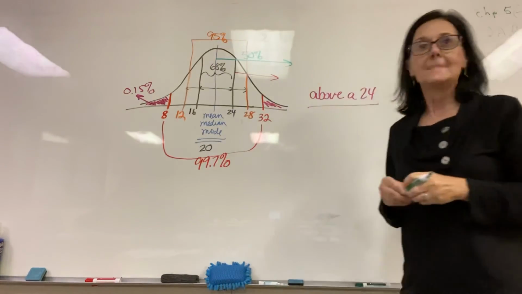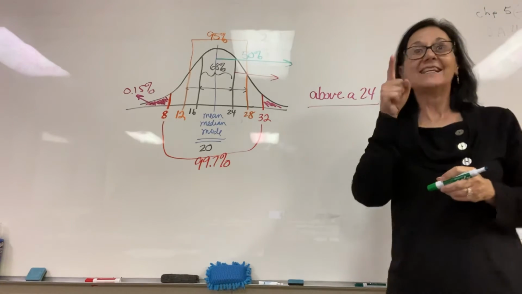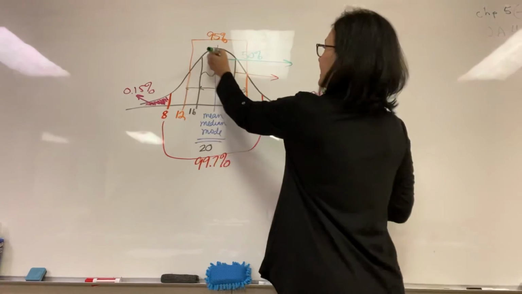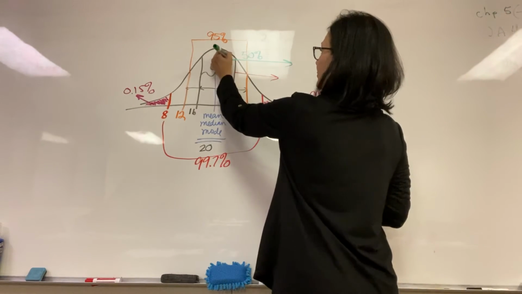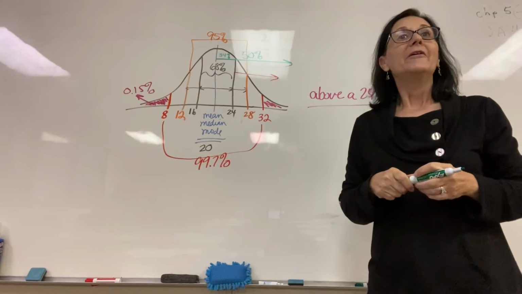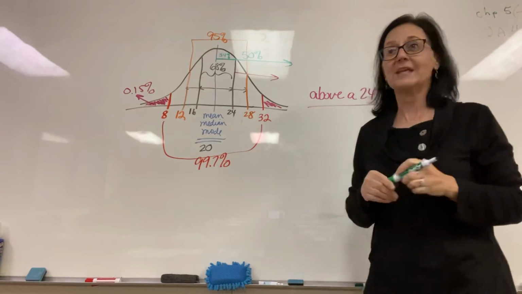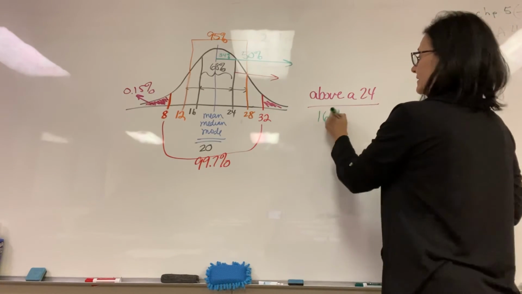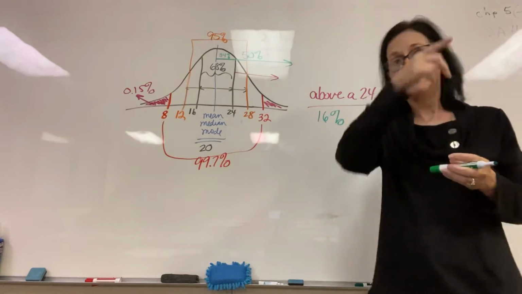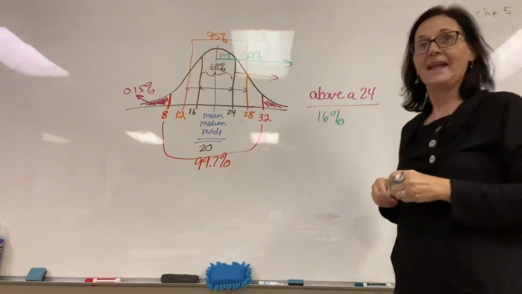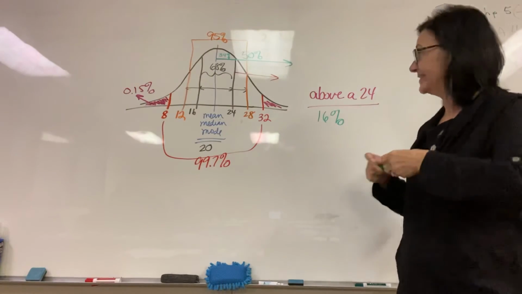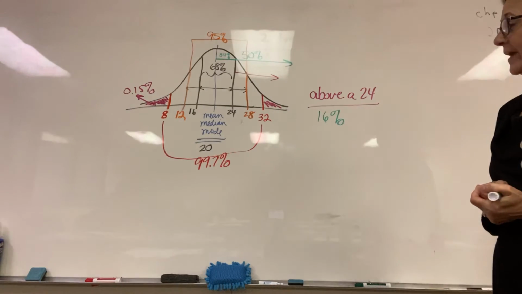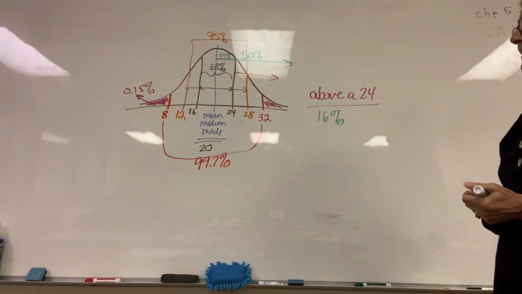Oh, so you would take 68 divided by 2? Yes, then take 68 divided by 2. What is that? 34. So this piece here represents 34%. And then you would take 50% minus 34%, which is 16%. Yes, you were close. So you can use this normal distribution and really calculate anything, right?